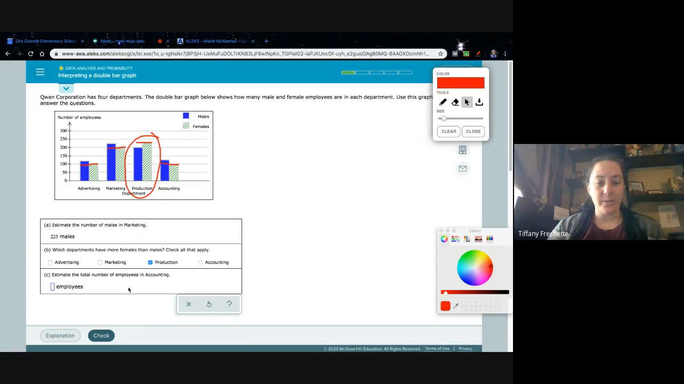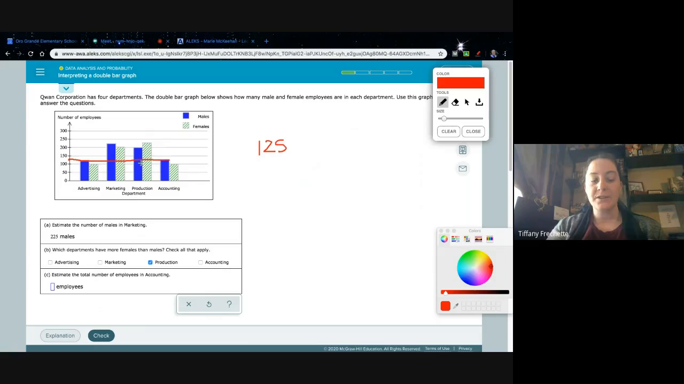Estimating the total number of employees in accounting. All right. So in accounting, we have that all the way at the end here, and we want the total number of employees, so both. So this one looks like it's about the middle, as long as I don't wave too much. So I waved a lot there. So the middle would be adding 25 to the bottom or subtracting 25 from the top.